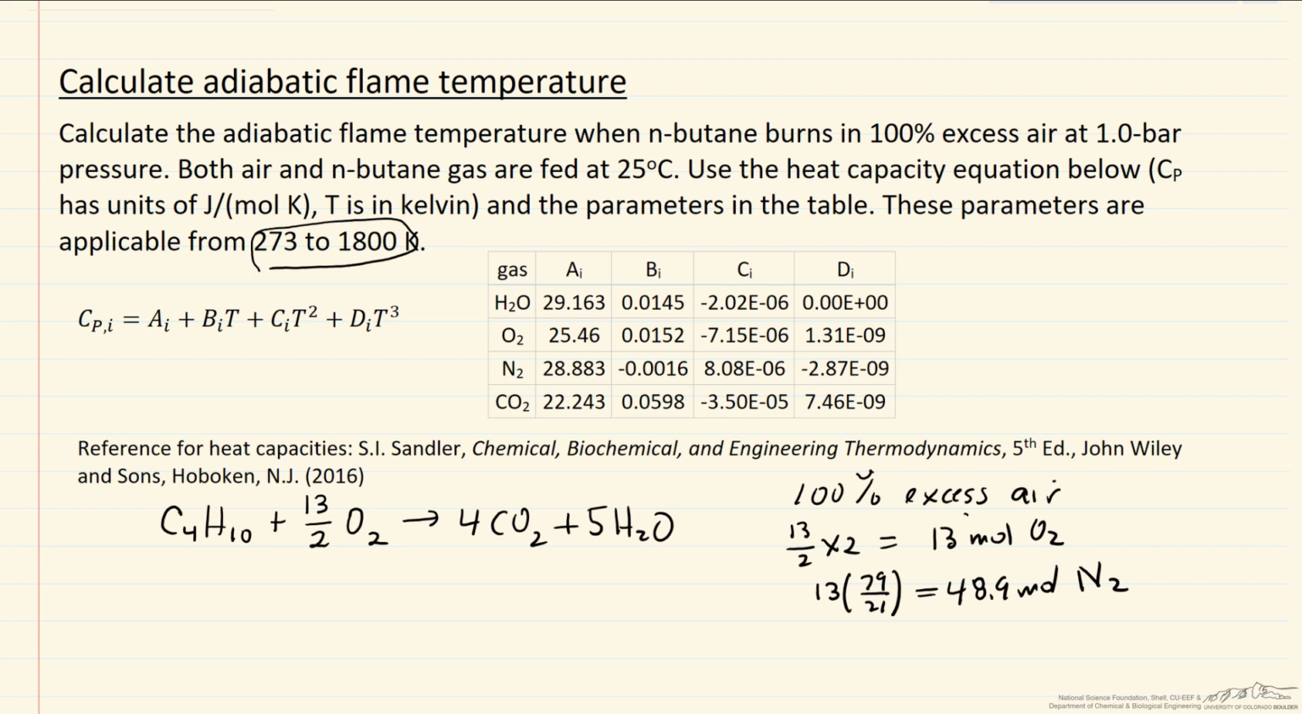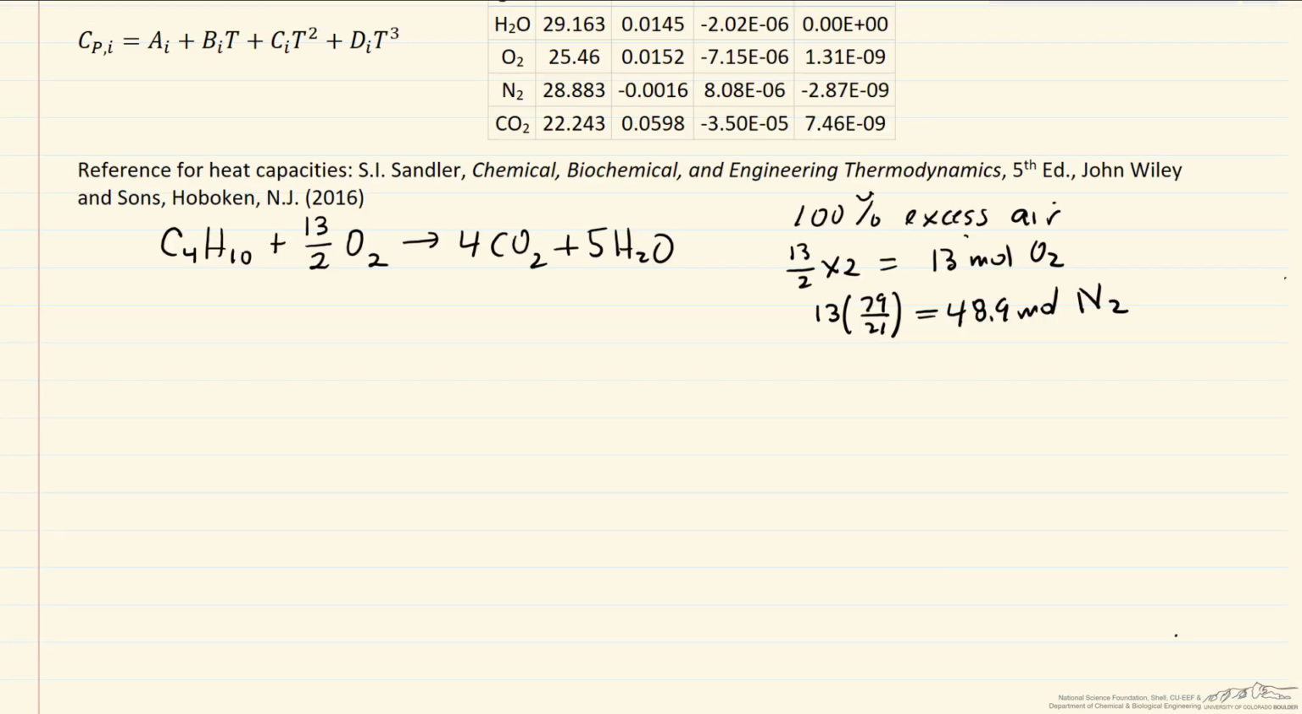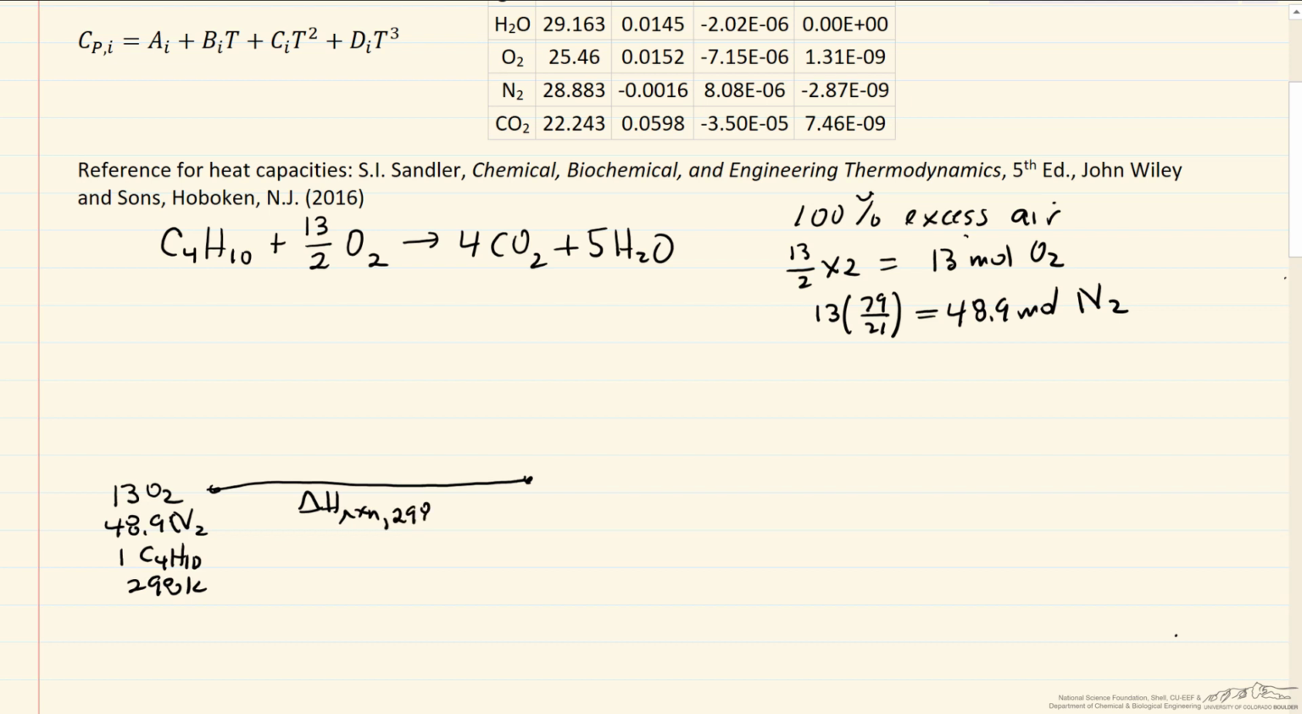That's a reasonable approximation. So the way we're going to do the calculation, we're going to take advantage of this idea of state function, that we feed in 13 O2, 48.9 moles of nitrogen, and 1 mole of C4H10, feeding them at 298 Kelvin. So we're going to visualize that we carry out the reaction at 298 Kelvin, and the reason we do that is because now we can get the heat of reaction at 298 from heats of formation because we have tables at that temperature.